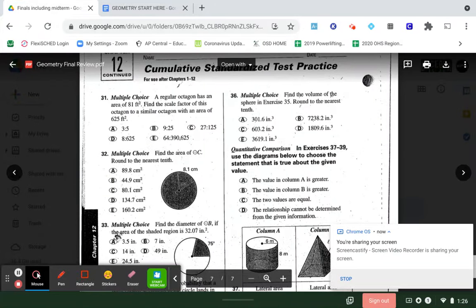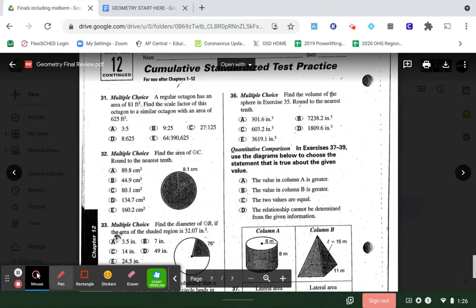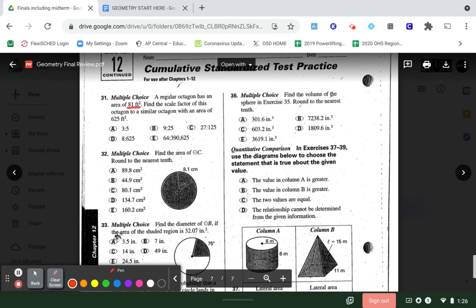Okay, so now we're working on the last part, last number, page 7. We're talking about a regular octagon that has an area of 81 feet. Find the scale factor of this octagon. If they're similar, so 81 square feet is the first area, the area of 625.